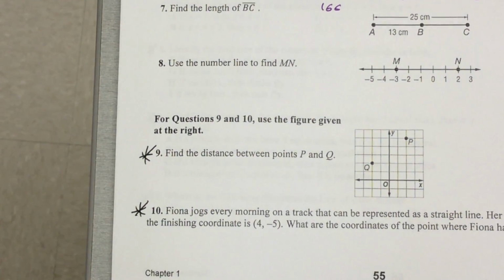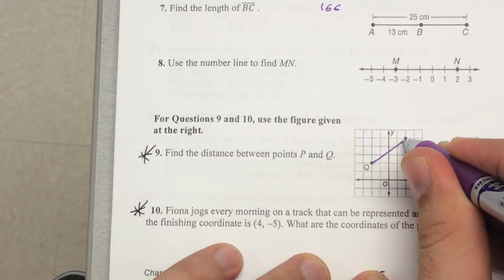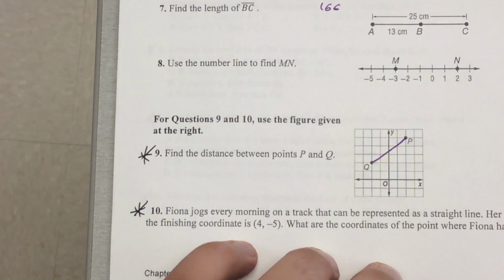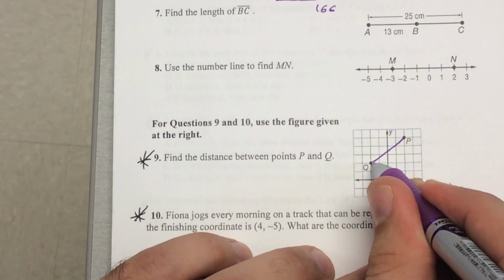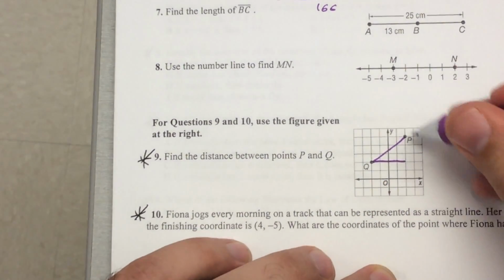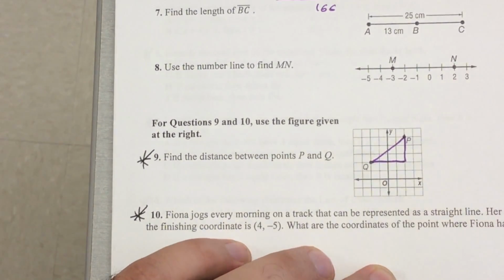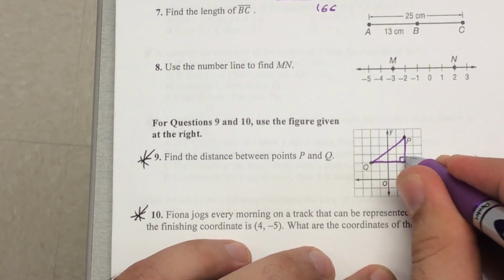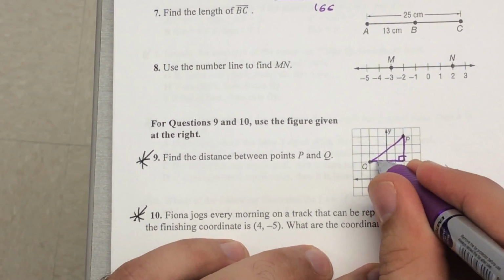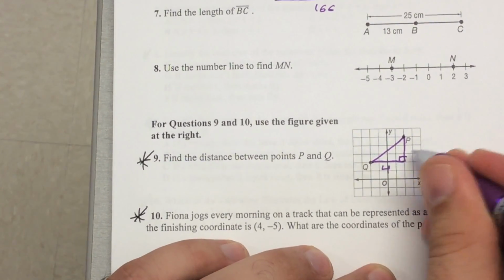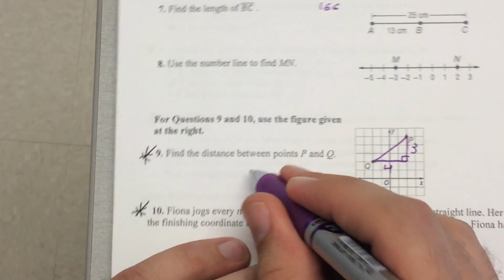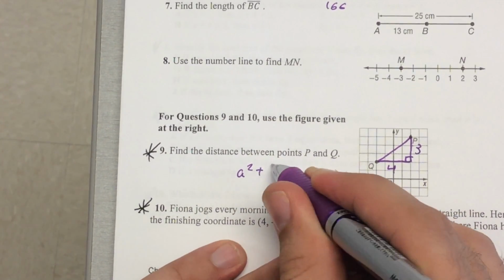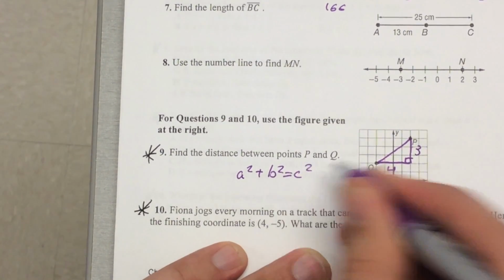Let's jump down to 9. So I want to find the distance between Q and P. That should just be one number. This is really hard to do diagonally, though. What I can do is come up with this distance right here and this distance right here, and this is a right triangle. Since this is 1, 2, 3, 4, and this is 1, 2, 3, I can just do the Pythagorean theorem. A squared plus B squared equals C squared.